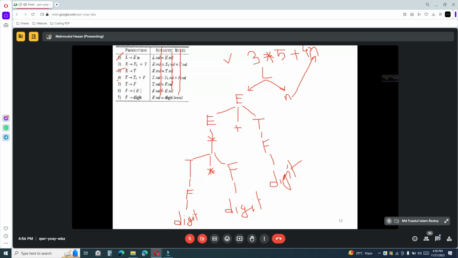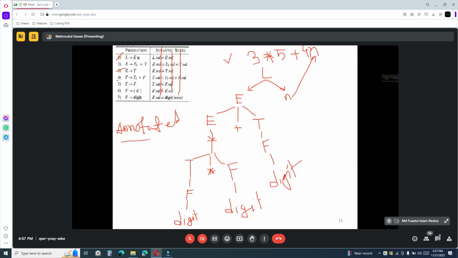I already mentioned that when you make a little change in your parse tree, that parse tree is known as an annotated parse tree. That annotated parse tree is the output of this chapter, the output of the semantic analysis phase. Please, someone mute.